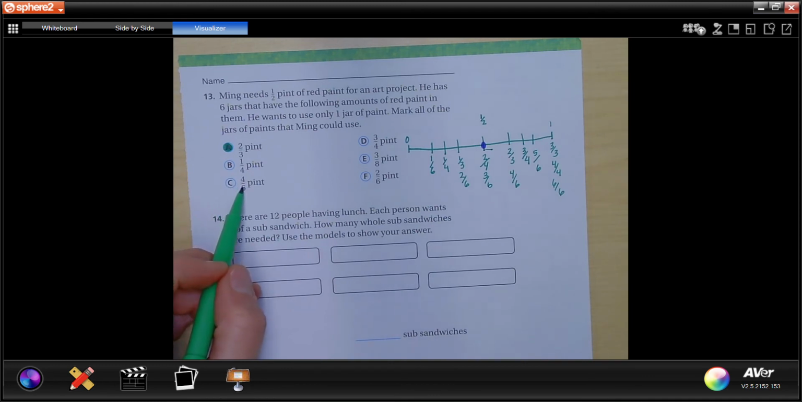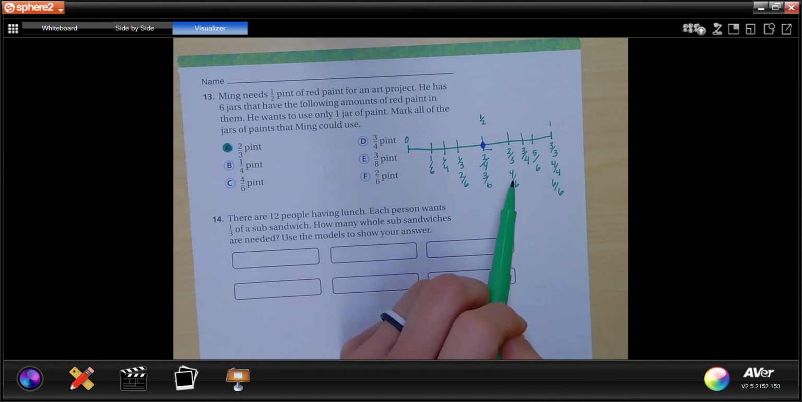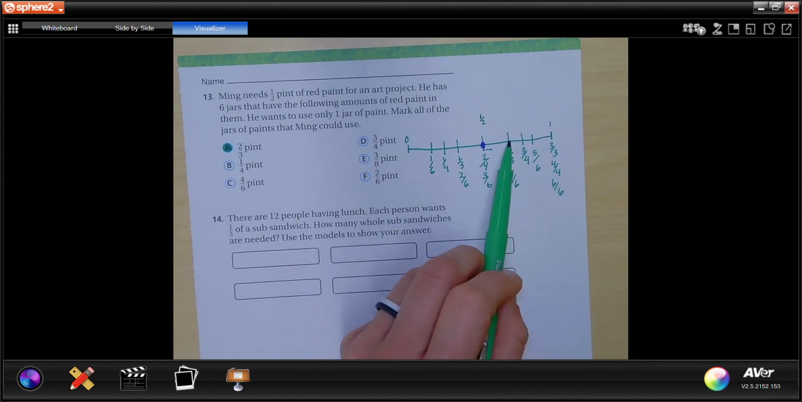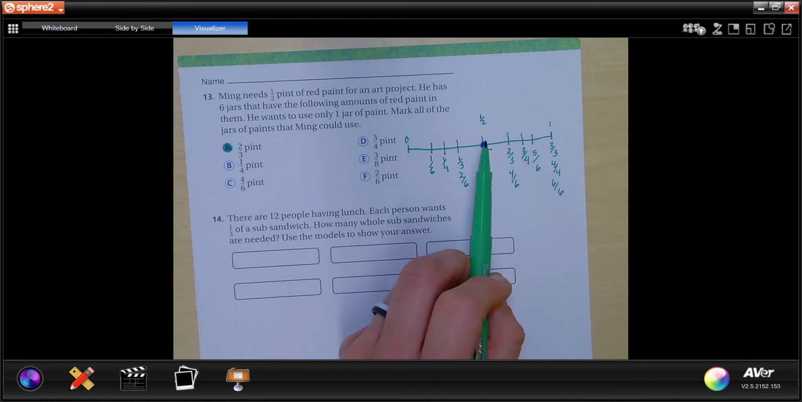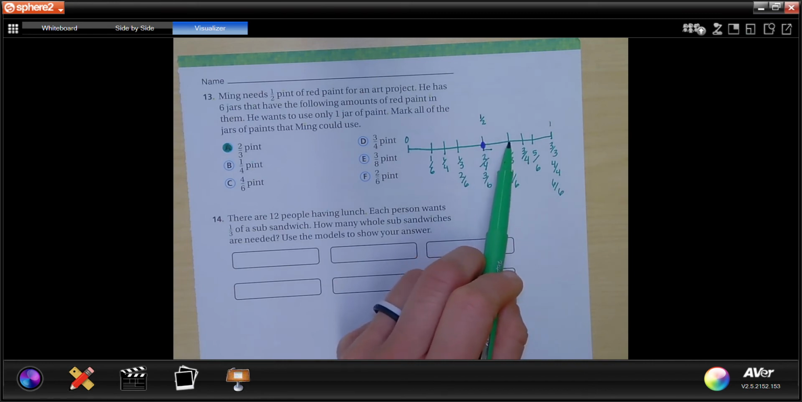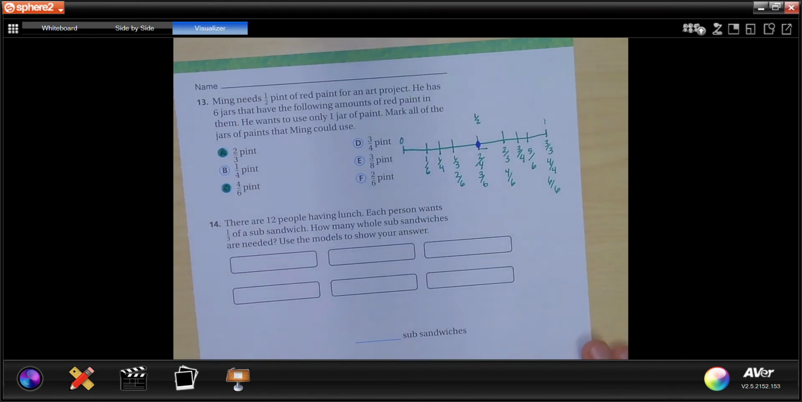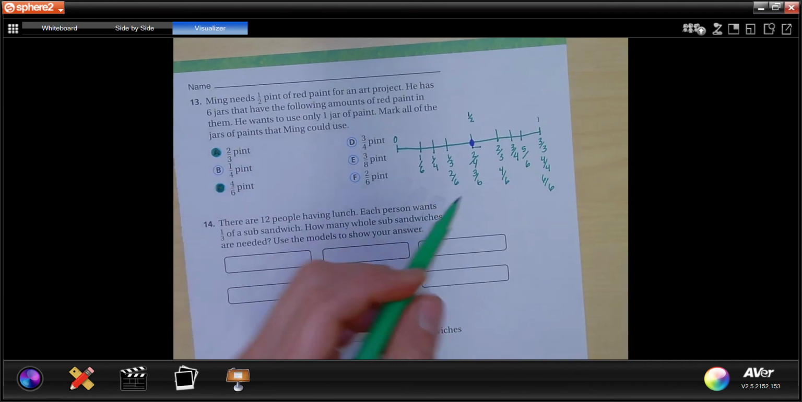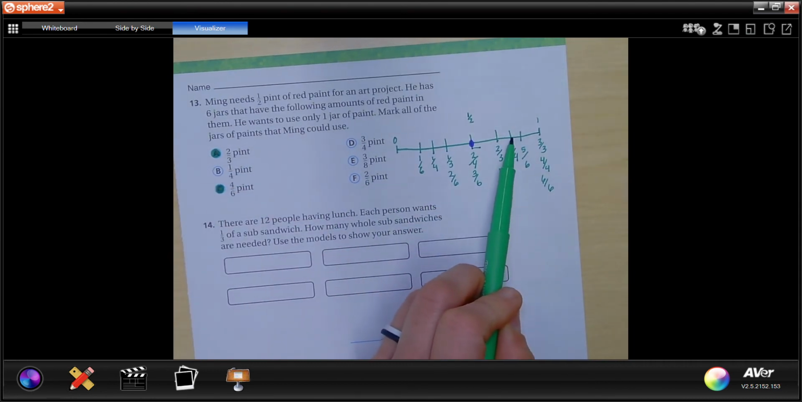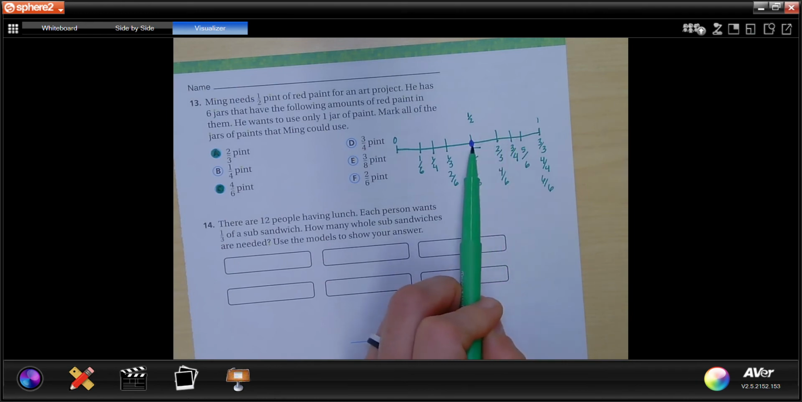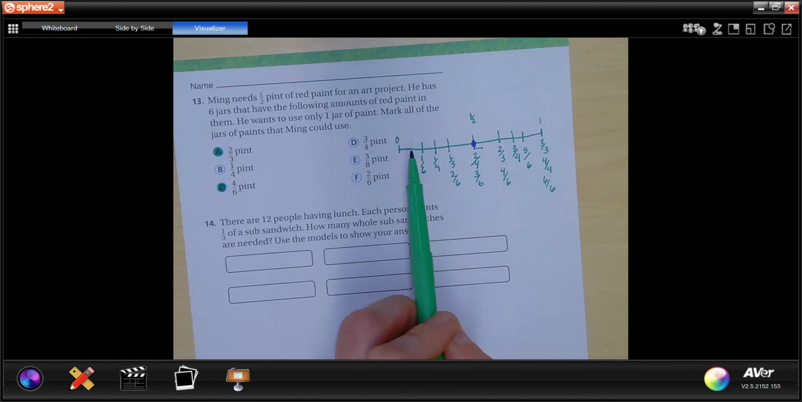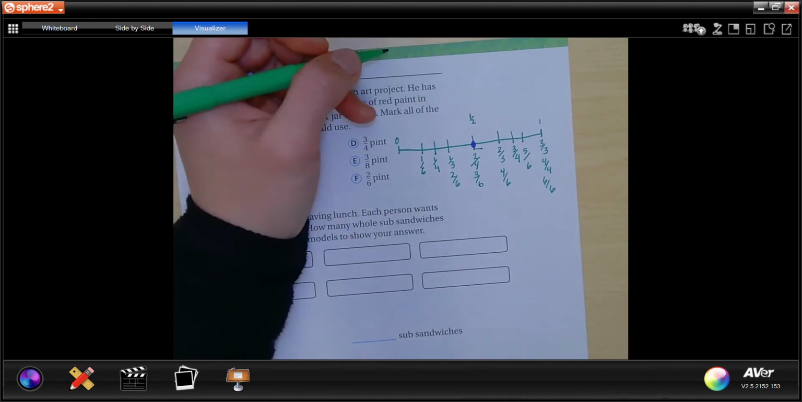C, 4/6. Is that enough? 4/6 is right here. 4 out of 6. He only needs a half, and he has more than that, so does he have enough? Yes. 4/6 of a pint is enough. What about 3/4? He has 3/4 of a pint, and he only needs a half, so he has more than enough. So is that correct? Yes, it is.